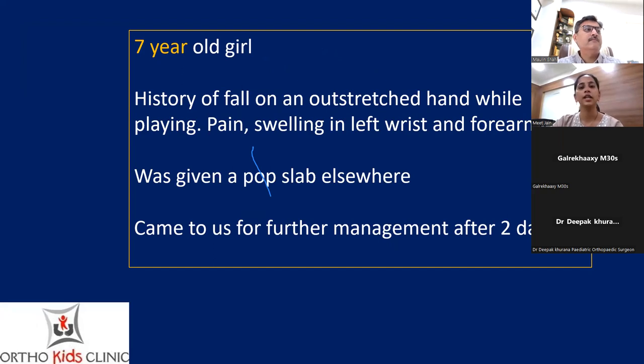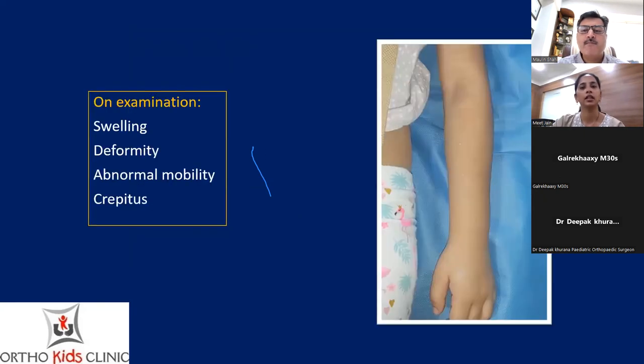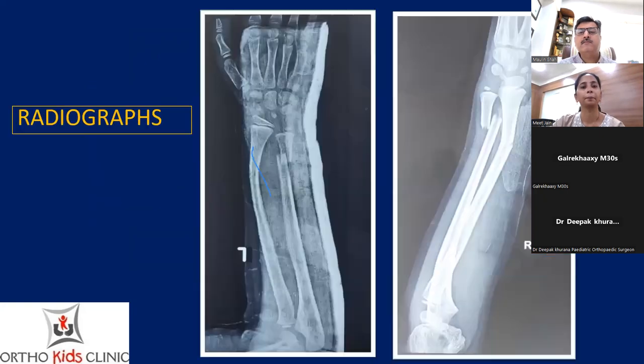Presented to us 2 days after a fall on an outstretched hand. She complained of pain and swelling in the left wrist and forearm. She was given a plaster slab elsewhere and she presented to us in this way. There was swelling, deformity, crepitus, and abnormal mobility in the lower wrist and distal forearm.